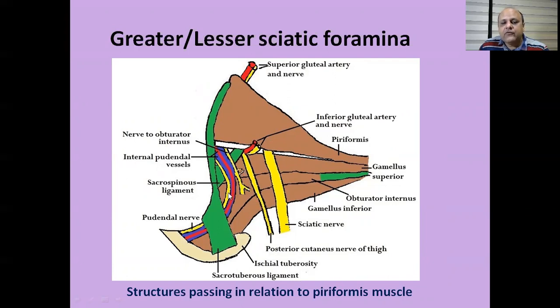Now the pudendal nerve, internal pudendal vessels, and nerve to obturator internus subsequently pass through the lesser sciatic notch, where the pudendal nerve and internal pudendal vessels lie in the pudendal canal. They pass through the lesser sciatic notch or foramen, and along with them, the obturator internus muscle fills up the lesser sciatic notch. So structures passing through the greater and lesser sciatic notch also lie deep to the gluteus maximus.